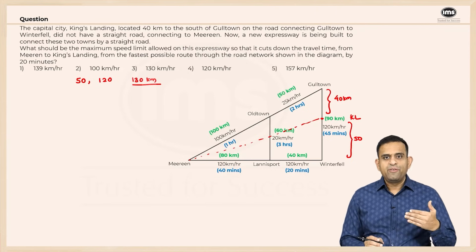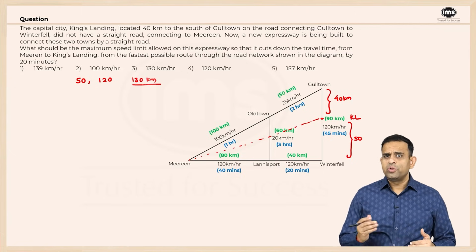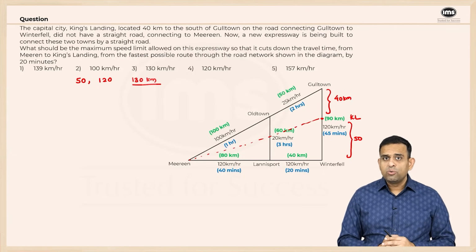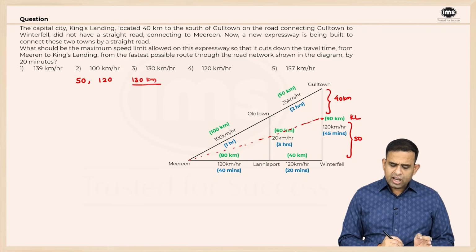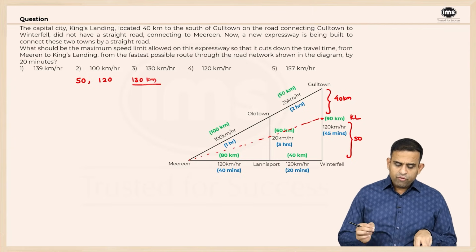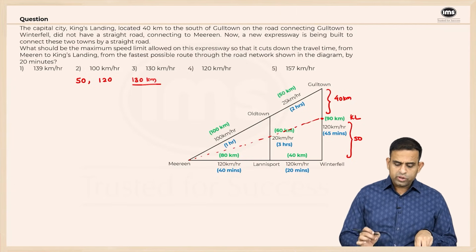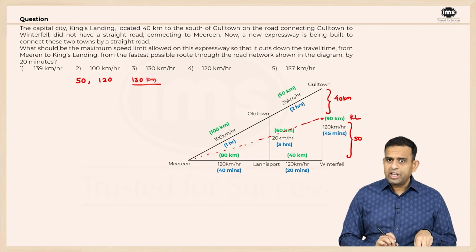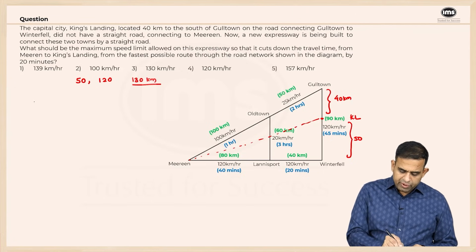We can simply use 5, 12, 13, or you can use the Pythagoras theorem to find out that the linear distance of Meereen to King's Landing is equal to 130 kilometers. And then they have told you to find the maximum speed limit allowed on this expressway so that it cuts down the travel time from Meereen to King's Landing, from the fastest possible route through the road network shown in the diagram, by 20 minutes.